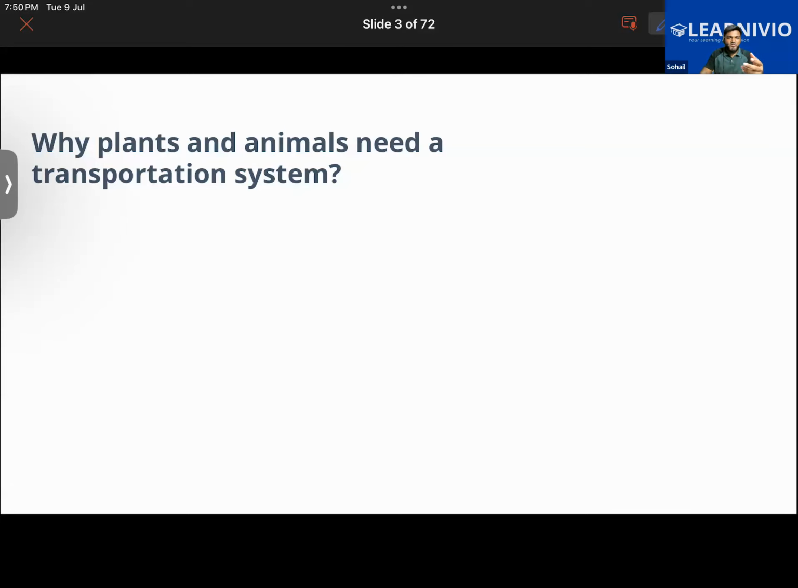Then talking about it in context of living organisms, what is being transported inside our body? What is moving from one place to another inside our body? Think of this and answer. Blood cells. In blood, what do we have? Blood cells are moving from one place to another. Very good. Food.